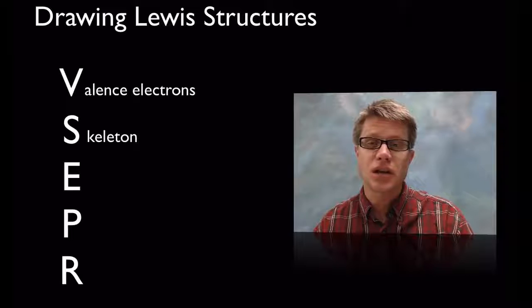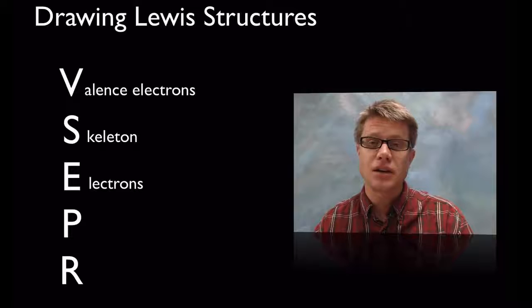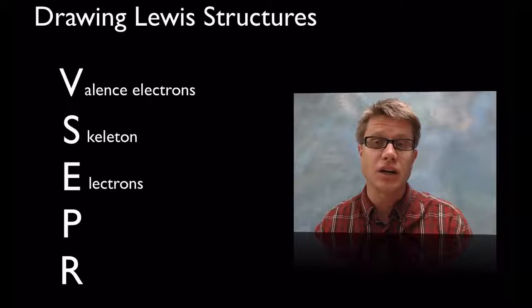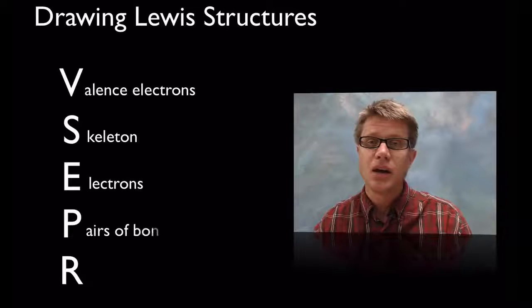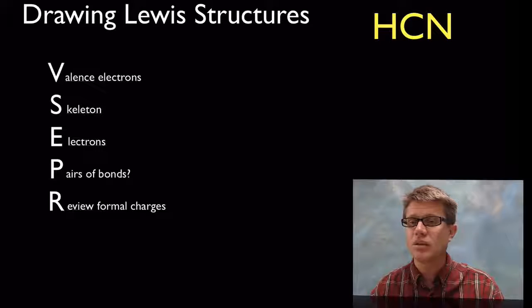Next thing you want to do is just sketch out the skeleton of where the atoms might be connected. Next, you're going to add the electrons. In general, you should add it to the most electronegative atoms first and kind of work from the outside to the inside. After you've done that, we can look for pairs of bonds, and then finally we're going to review the formal charges. Now, I know this seems confusing, but we'll work through a number of different molecules, and I think it'll make sense. So let's say we're starting with this.